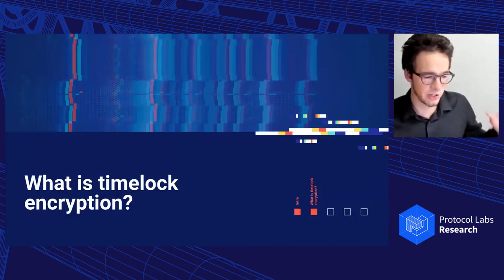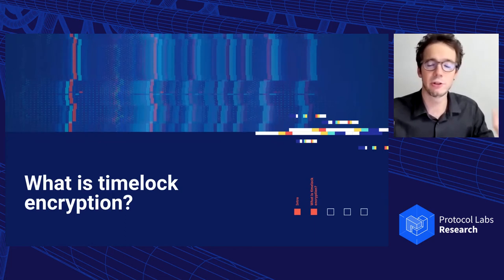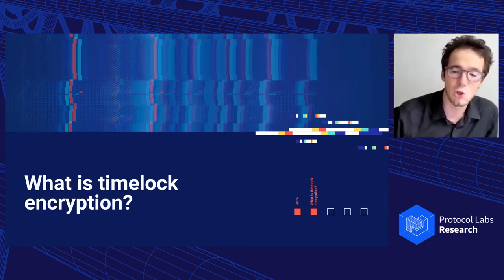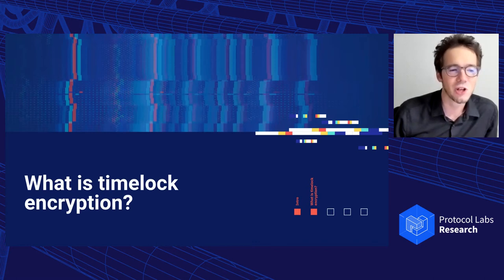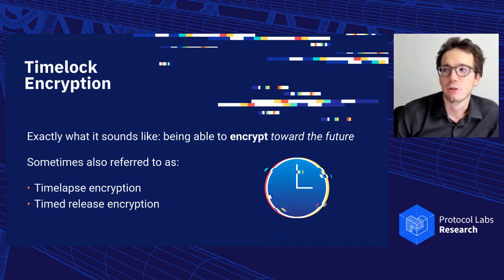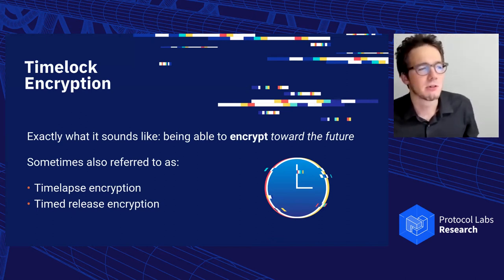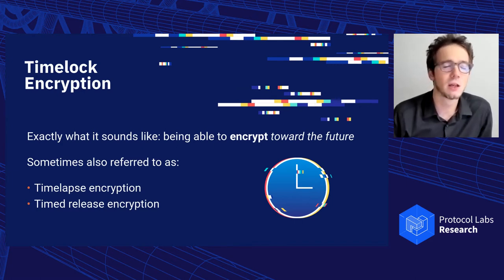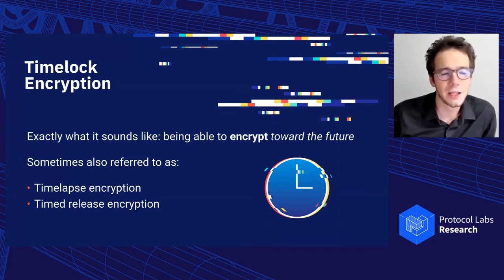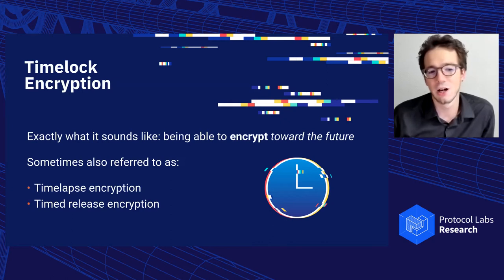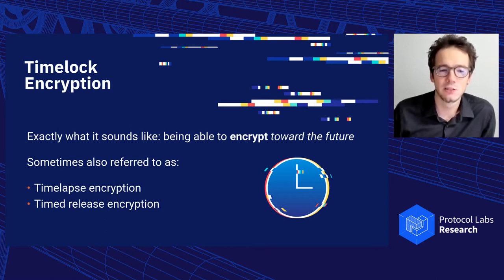So now that we know there is a service providing distributed randomness consistently for the past 2 years, we can move on to our timelock encryption scheme. So what exactly is timelock encryption? Timelock encryption is exactly what it sounds like, right? It's being able to encrypt something that cannot be decrypted until a certain time has come. For example, if I'm encrypting a message now and I don't want it to be decrypted until Christmas, I could do it using a timelock encryption scheme if I have one. It's also sometimes called time-lapse encryption or timed release encryption.